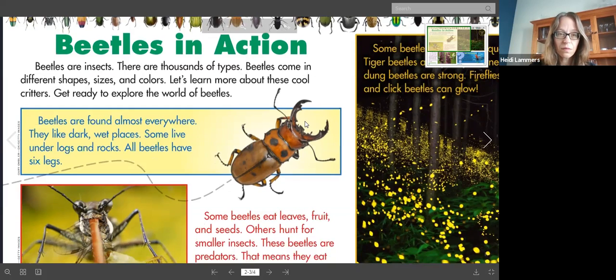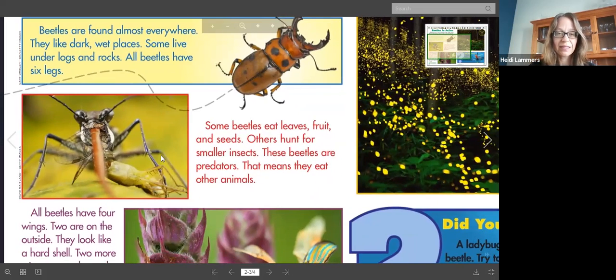Oh my goodness. Okay, I have no comment. Ready? Read. Some beetles eat leaves, fruit, and seeds. Others hunt for smaller insects. These beetles are predators. That means they eat other animals.